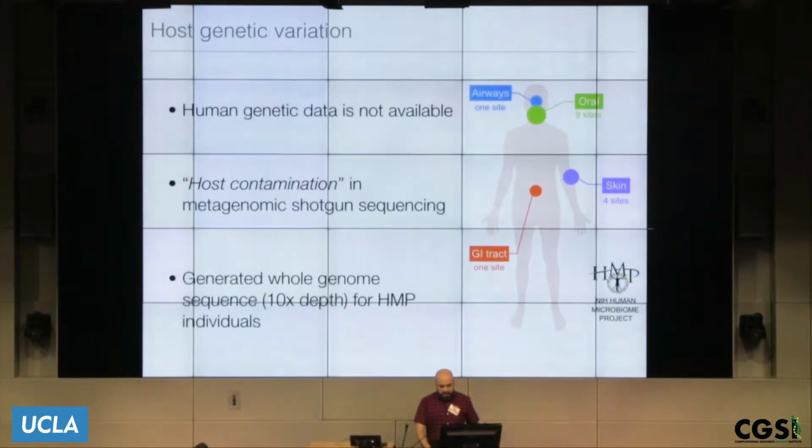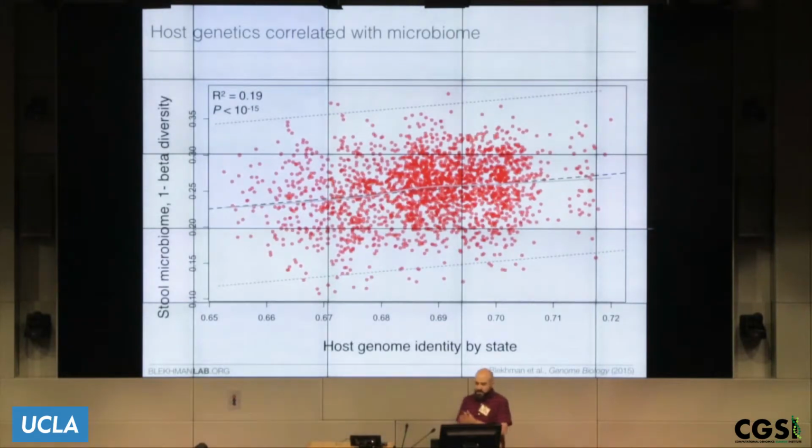Okay, so we have this host genetic data with microbiome data. The first thing we wanted to do is just look at overall correlation. And one thing we find is if you plot the identity by state, or the similarity between the host genomes, the human genomes, on the x-axis, and the similarity in the microbiome, which is 1 minus the beta diversity, another way to look at similarity between two microbiomes, we see a correlation. It's not a very strong correlation, but it's significant.